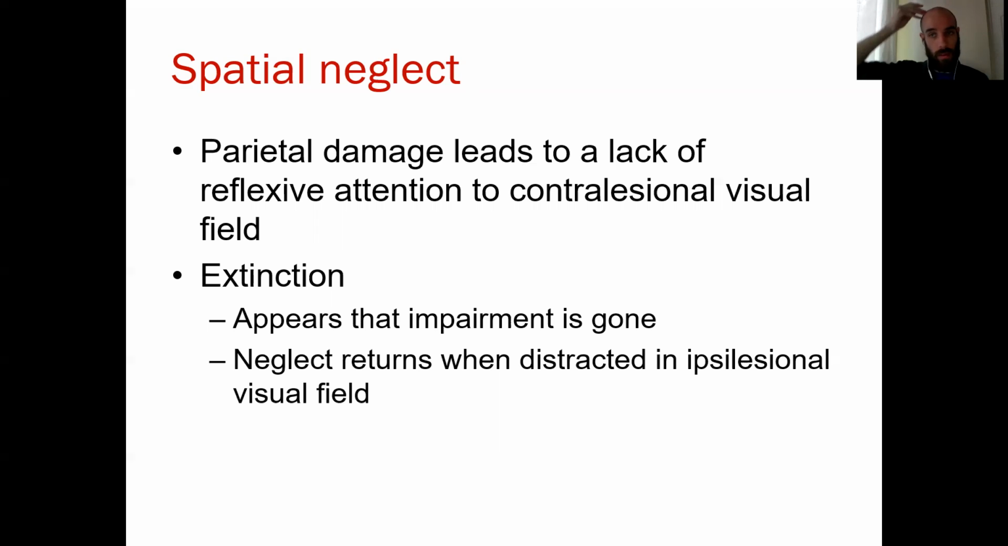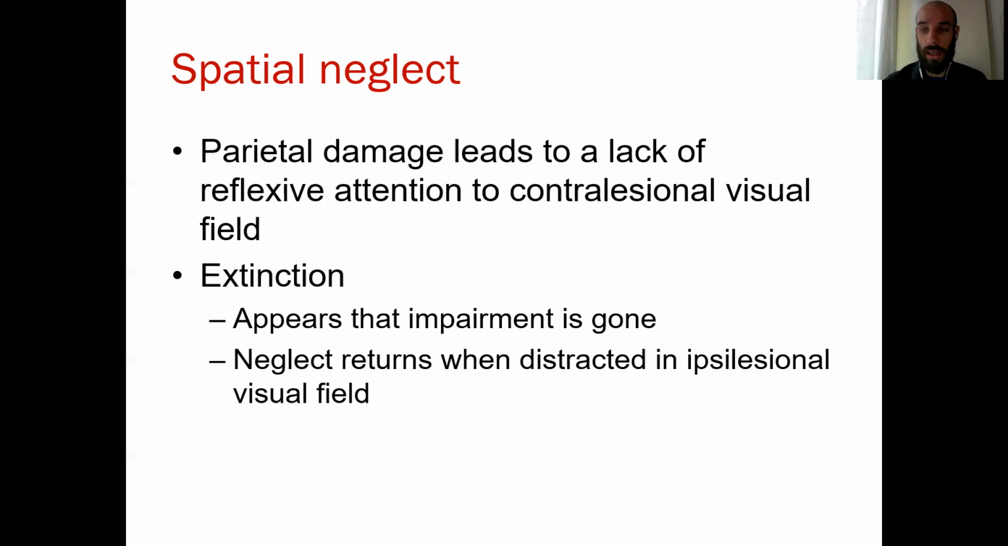So if I have damage in my right parietal cortex, my left visual field will be impaired such that there is no reflexive attention. So if I'm eating food, I will not eat half of my plate, the half of the plate that is opposite to the lesion, the contralesional visual field, or the left side of my plate in this example. I won't even pay attention to it, and so that food will be uneaten.